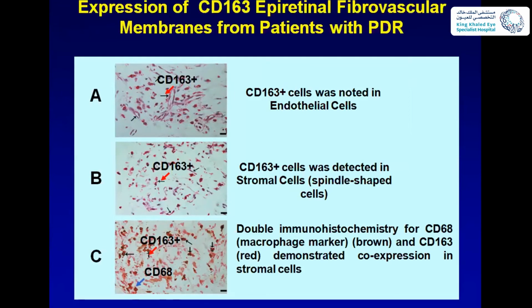Even spindle-shaped stromal cells, you can see, are the connective tissues. There is the presence of CD163, and this slide tells that macrophages are there because the double immunohistochemistry shows that CD68 is present along with CD163, which is a co-expression with the macrophage marker and with the stromal cells.